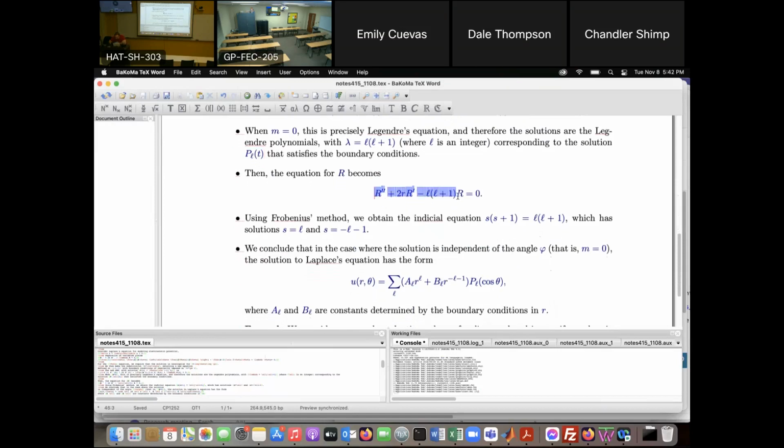And then the solution of this ODE, when you get it from Frobenius' method, is little r raised to the L power. And then if you use reduction of order to obtain a second linearly independent solution, you get this one, r to the minus L minus 1.